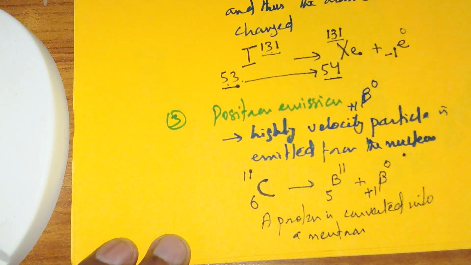We have also learned about electron capture. So what is electron capture? In a neutron-poor nucleus, an electron from its own atomic orbital is captured.